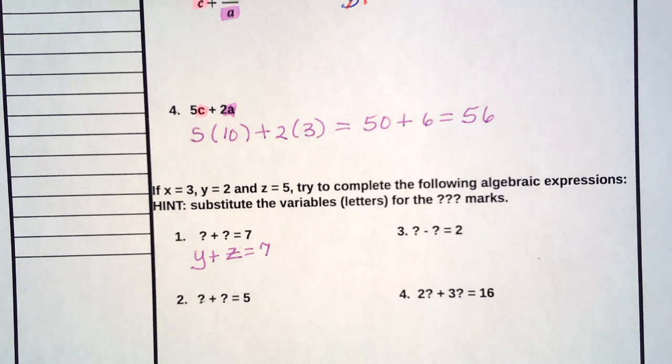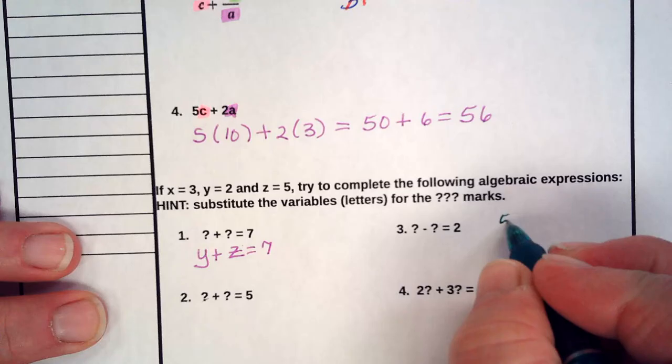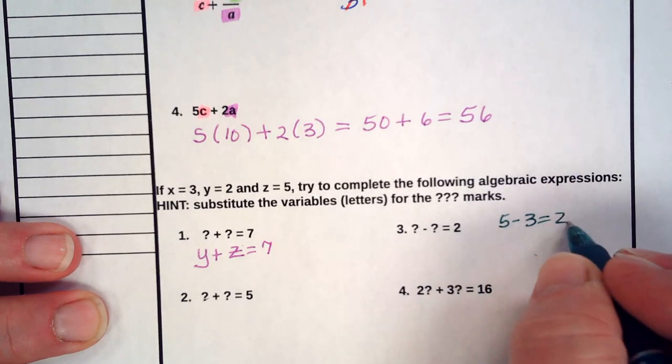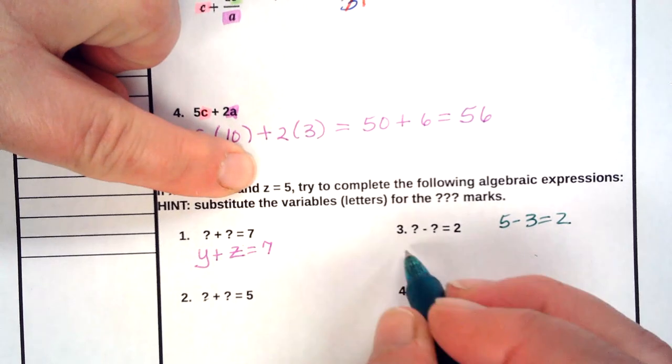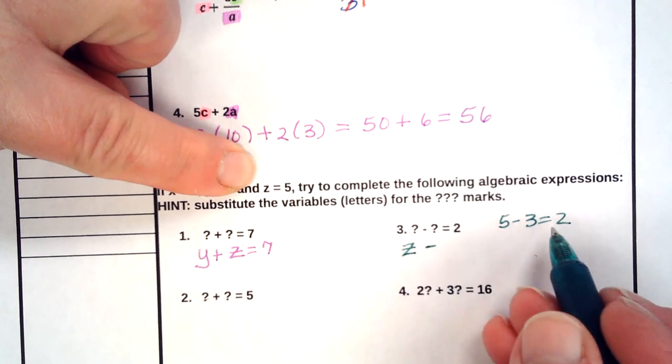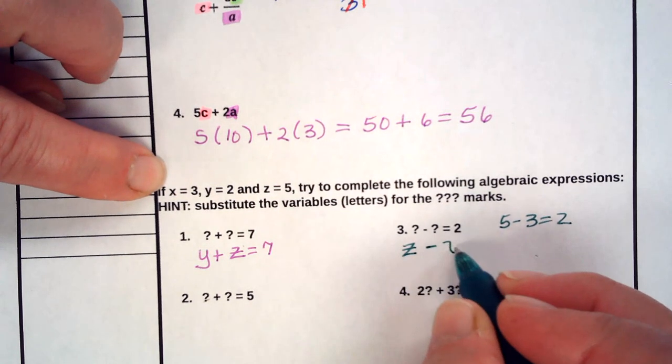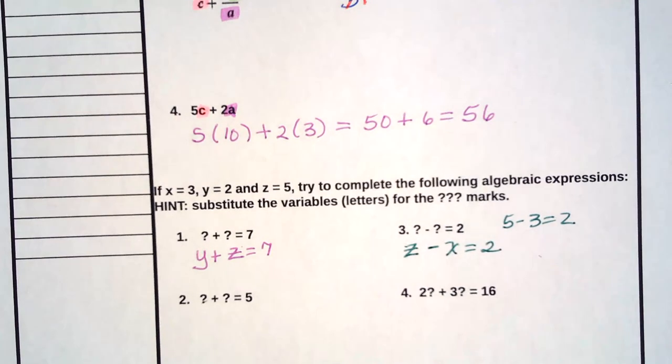Something minus something gives me 2. Look up again. I know that 5 minus 3 is 2. But 5 is z. 3 is x. And you're replacing. Which of those numbers can you add together to get 5? Pause the video. Can you do the next one on your own?